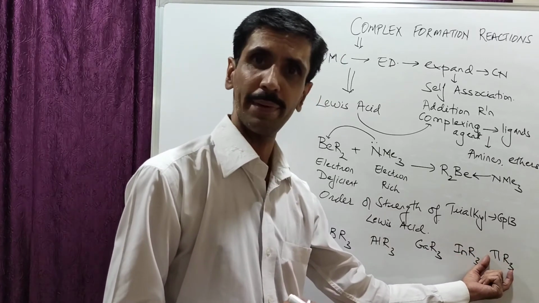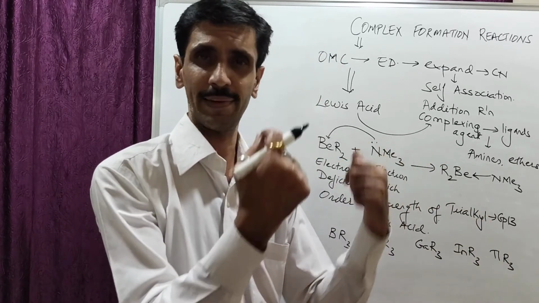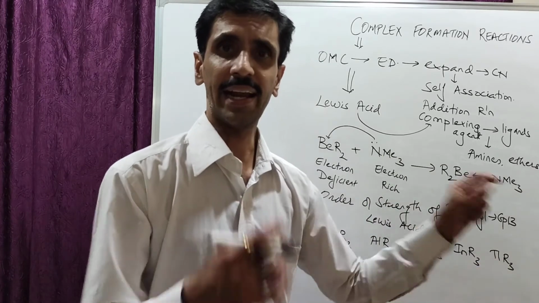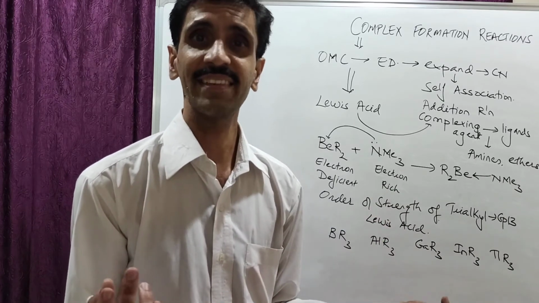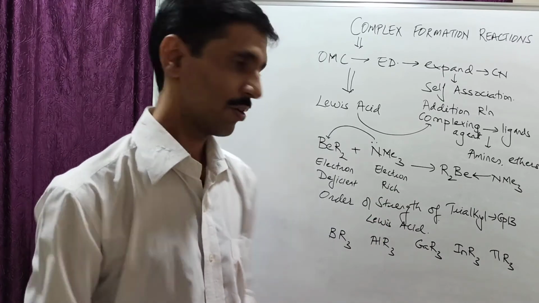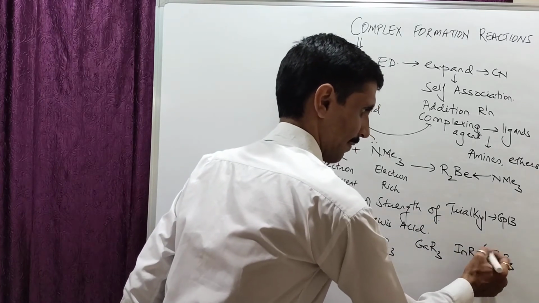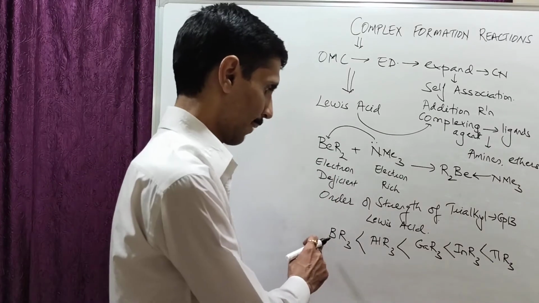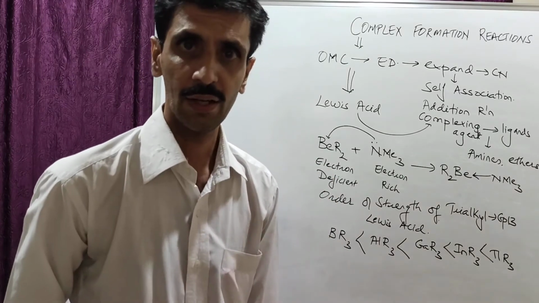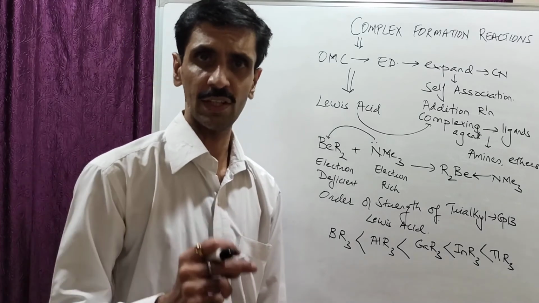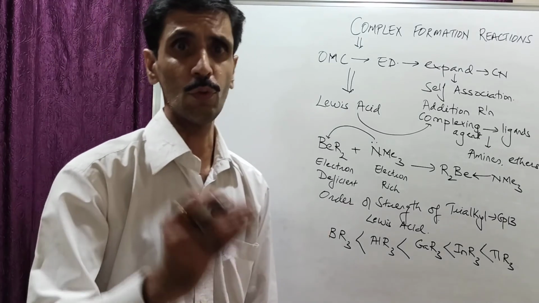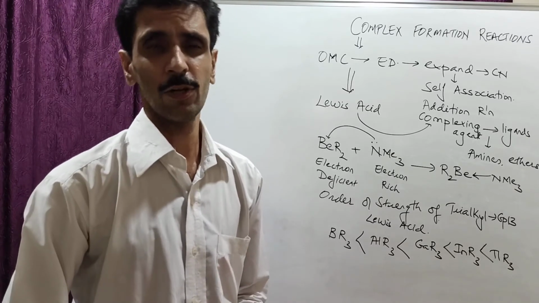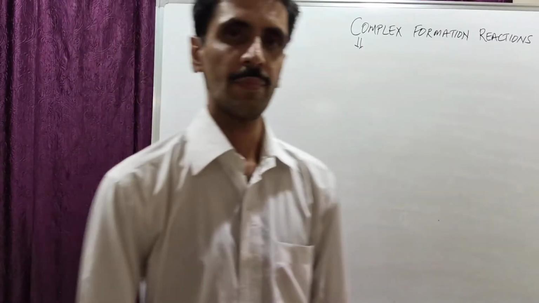So the greater the number of unoccupied orbitals, the greater will be its ability to accept electrons. When we talk about TlR3, the Lewis acid character will be highest. So TlR3 will have the highest strength of Lewis acid character, and BR3 will be the least. Alright, so I hope you have understood up to this. We still need to continue with respect to complex formation with some more examples, but before I consider some more examples, please have a look at it and see whether you understand this very well.